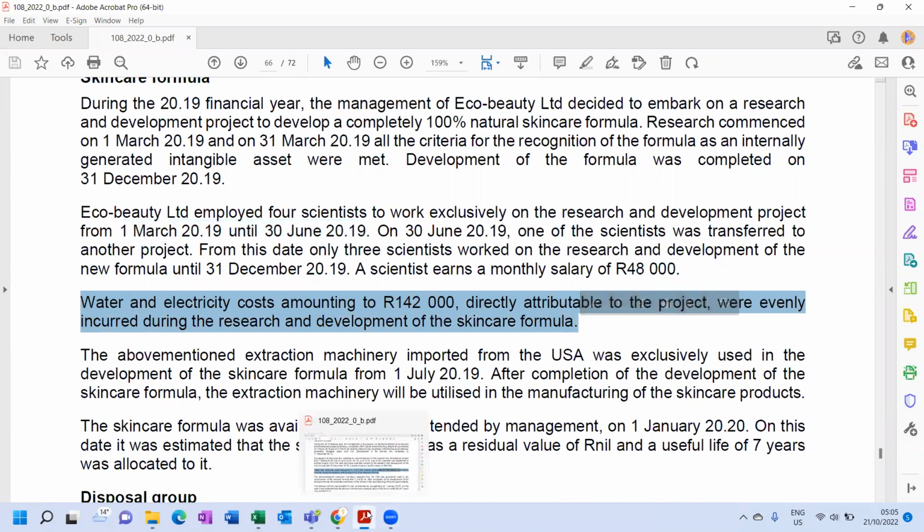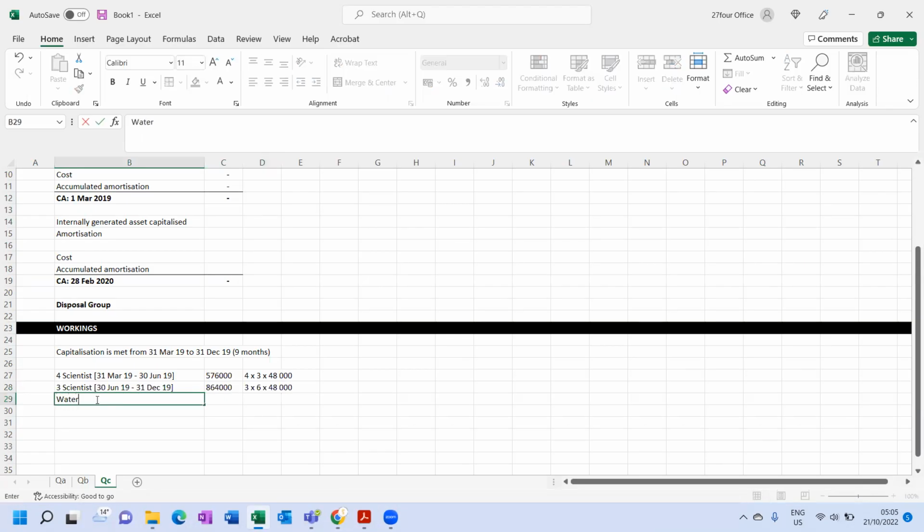Water and electricity. So it is 142. We added what was all incurred in the research and development phase, so from 1 March until 31 December, that is 10 months. But how much of the 10 months was the development phase? 9. So from 1 April was the development phase. So we're going to say 142,123 divided by 10 times 9. So there we go.